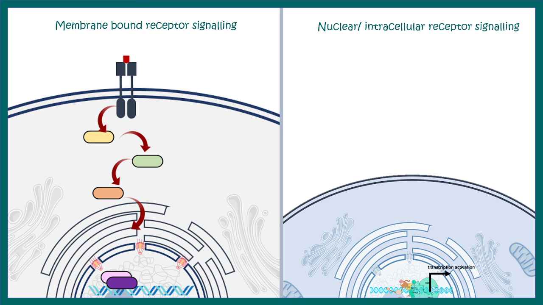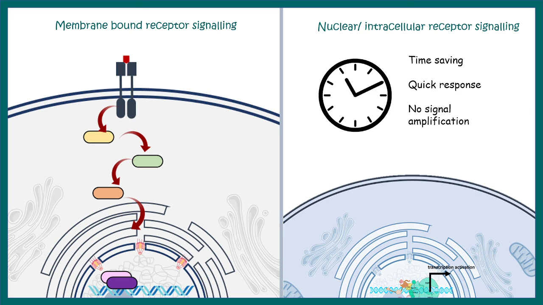Now let's try to understand why there are two modes of signaling. Why does our body need different mechanisms of hormone signaling? What is the advantage of that? Okay, let me give you some clue. Think about the nuclear receptor signaling. It is time saving, it is fast, but there is a problem. There is no signal amplification.